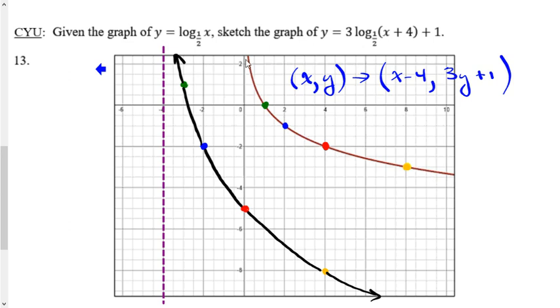And then I perform the transformation. So each point is left 4. So the blue, left 4, red, left 4, yellow, left 4. And then for the y coordinates, we have that vertical stretch by a factor of 3 and then up 1. So let's just look at this yellow one. It was at a y value of -3, times 3 is -9, plus 1 takes it up here to -8. So left 4 and then stretched vertically by a factor of 3 and then translated up 1 unit.